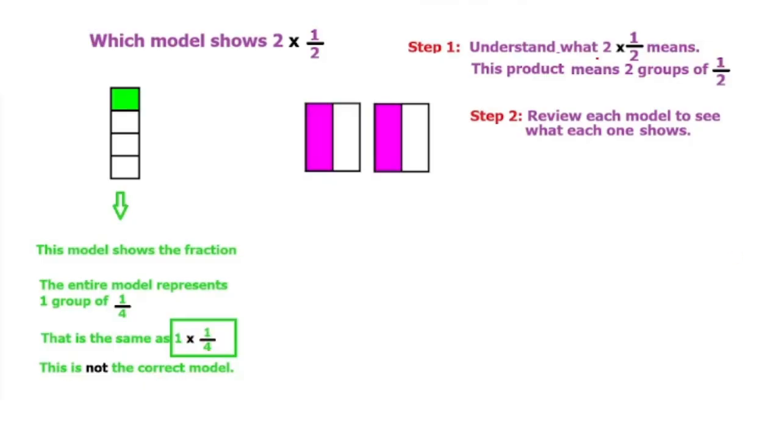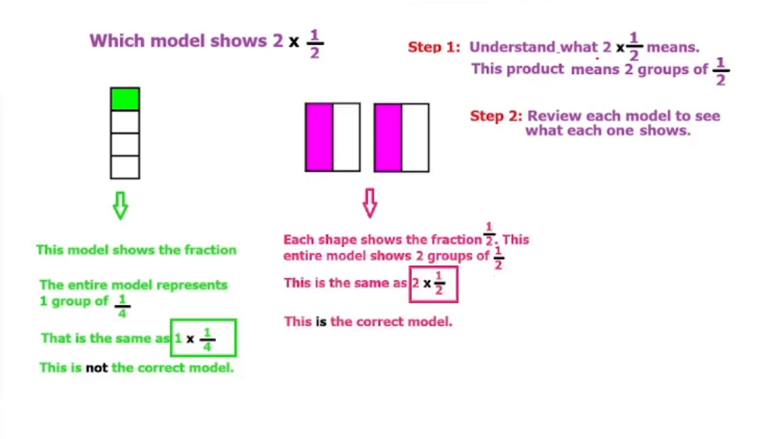So if we go to the next one, each shape shows the fraction 1/2. This entire model shows two groups of 1/2. This is one group of a half, this is the second group of a half. So this is the same as two groups of a half, or 2 times 1/2. So this is the correct model. So if you're looking for a visual on what this looks like, it would look like this.